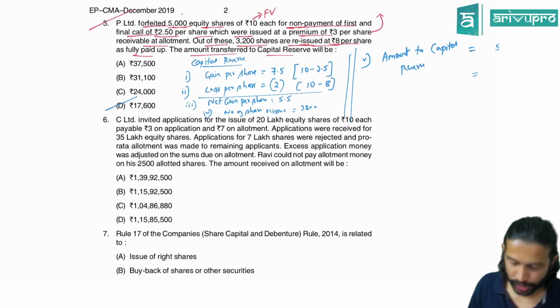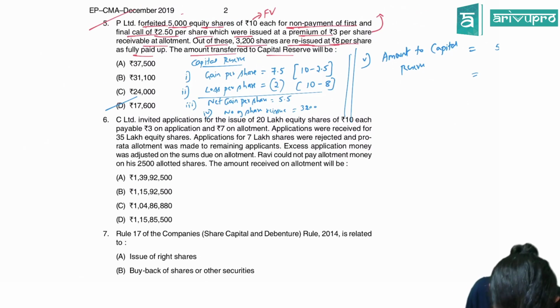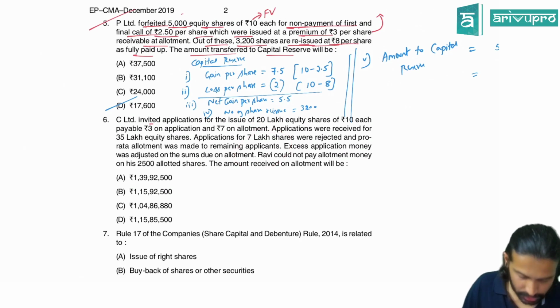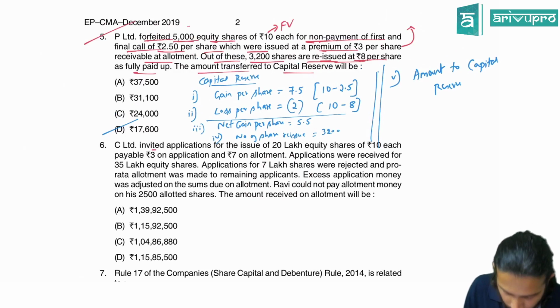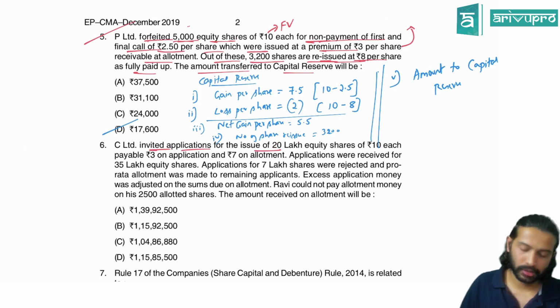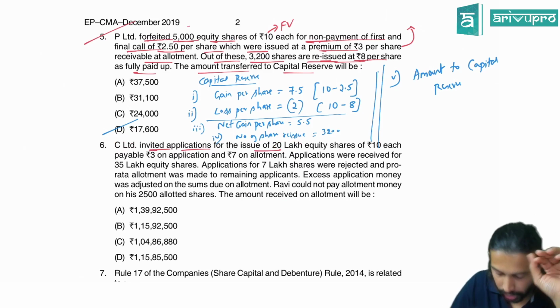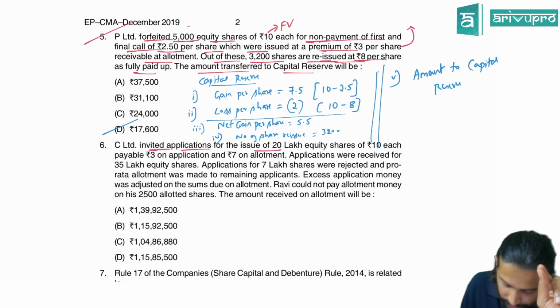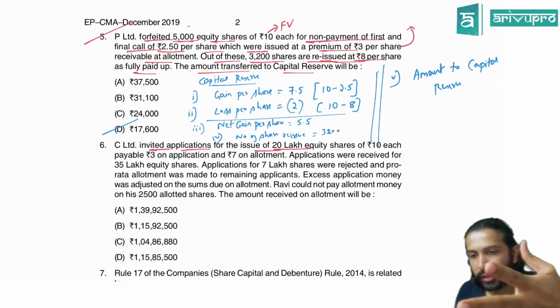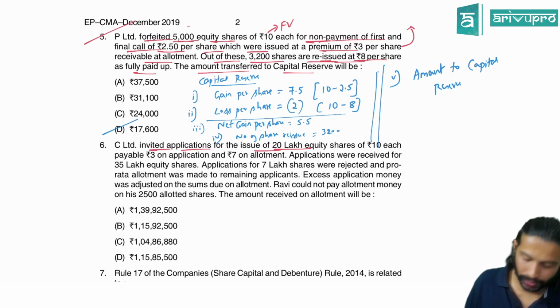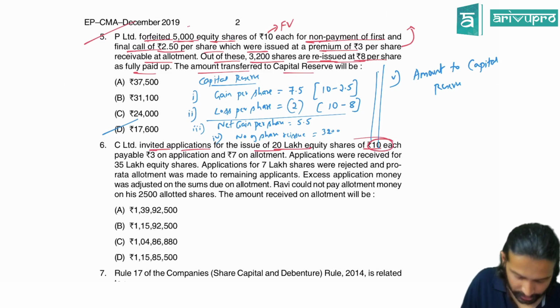Next, question number 6. This is again just a little tricky question. You got to bear with me on this. C invited applications for the issue of 20 lakh equity shares. One particular company wants to roll out 20 lakh equity shares. It is not rupees 20 lakh, guys. It is 20 lakh equity shares. Meaning the company wants to issue 20 lakh equity shares, each having a face value of 10 rupees.